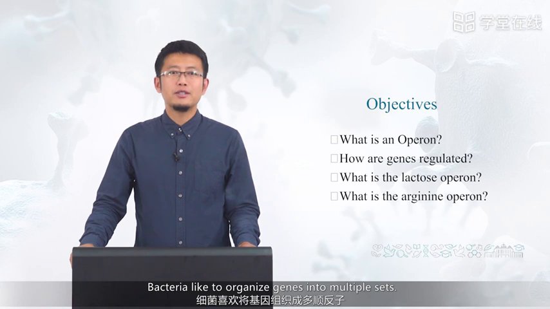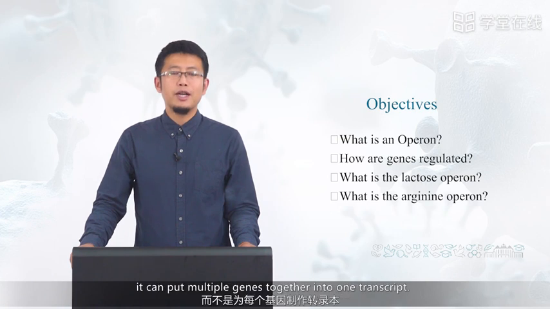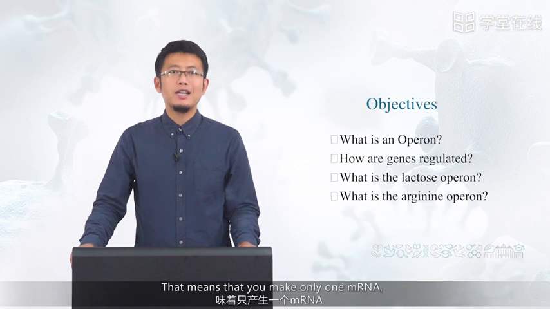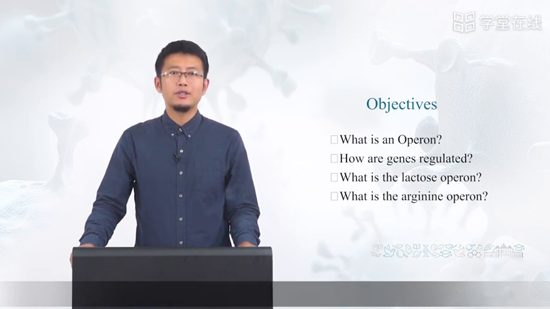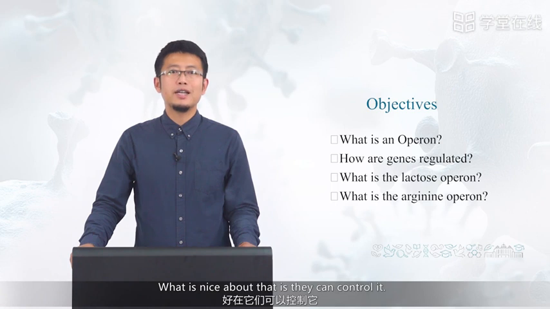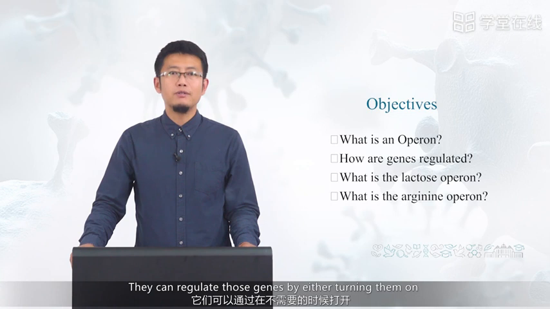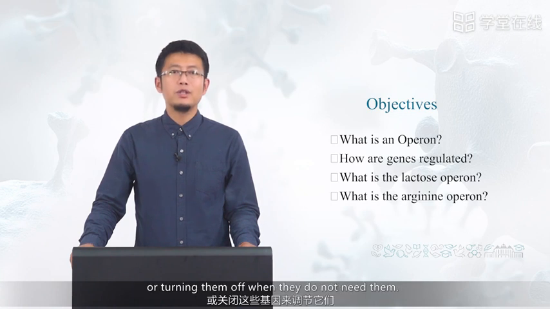Bacteria like to organize genes into multiple sets. So instead of making a transcript for each gene, it can put multiple genes together into one transcript. That means that you make only one mRNA, but you have many genes on it. So you can make all those products at once. What is nice about that is they can control it. They can regulate those genes by either turning them on or turning them off when they do not need them.